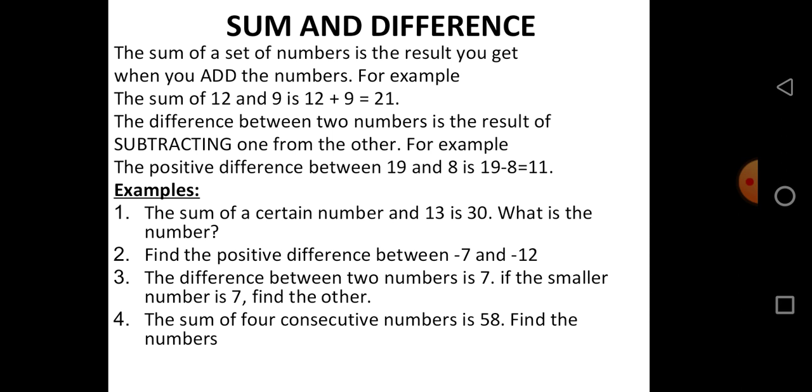So we are going to be seeing sum and differences now. When we talk of sum, according to what we have on our slide, the sum of a set of numbers is the result you get when you add the numbers. When you hear that word sum, it just has to do with addition. For example, the sum of 12 and 9 is 12 plus 9. The sign for sum is plus. You can see the sign on this slide. So when you hear sum, it means addition, and you can see that the sum gives us 21 from the example there.